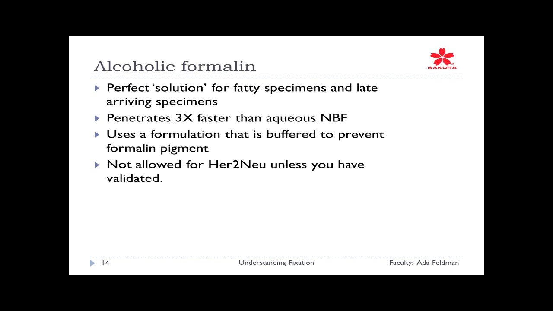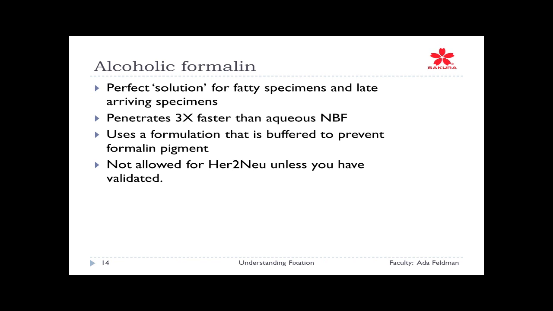You'd want to use a formulation, though. If you're using alcoholic formalin, you've got to use a formulation that's buffered. Because if you just make up 10% formalin and 75% alcohol, that's going to be acidic and you will get formalin pigment. And there are formulations available for you. But if you think you can make up your own, be prepared. You may be seeing formalin pigment.